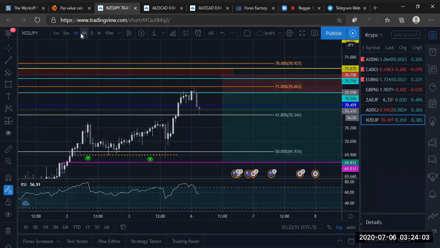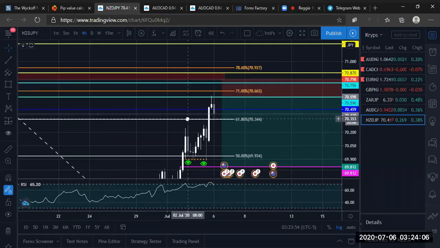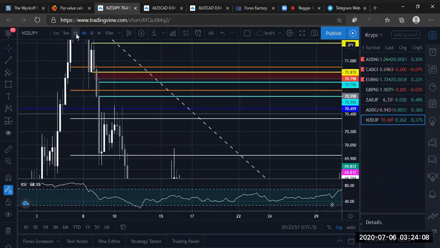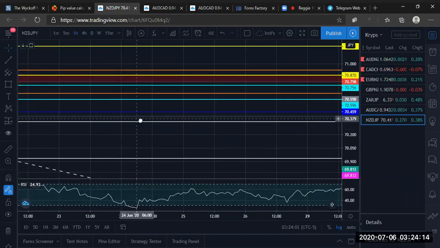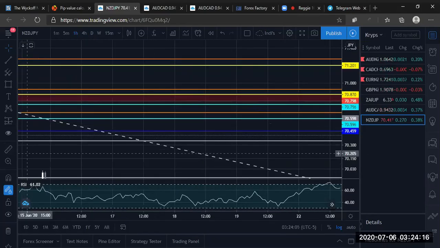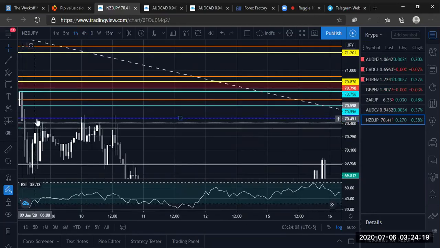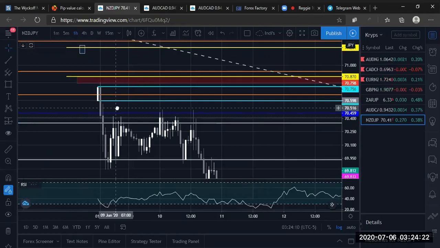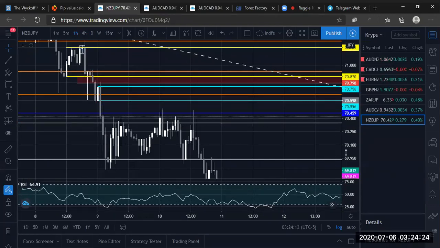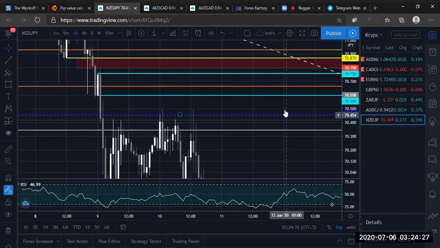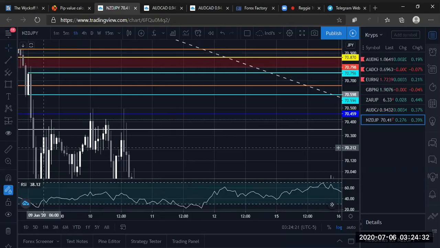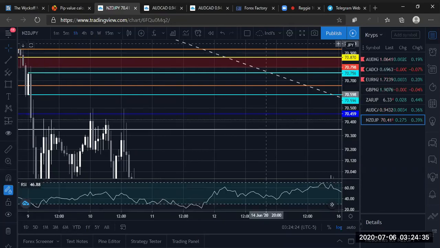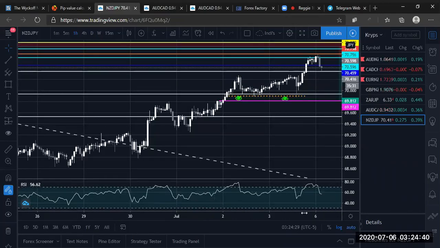If I go back, I don't think it's on here. I think it's on the 1 hour. Yeah, it's on the 1 hour. This aqua line has an order block, OB. So it came right back to this order block, and as soon as it came back to the order block, we got a nice little rejection. And that's the rejection that we see right now.